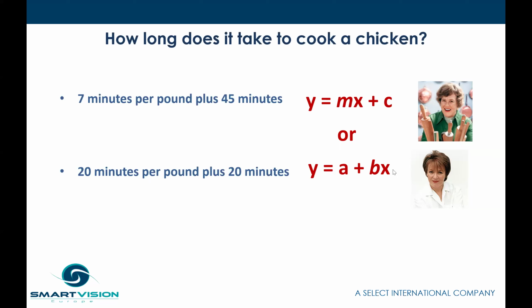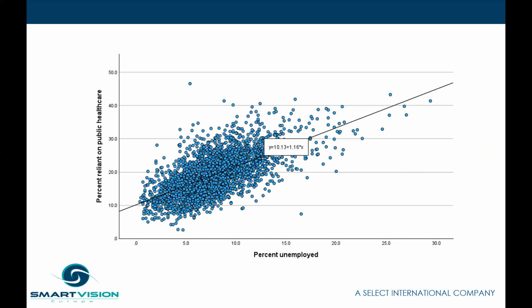It's the same equation, where the x is the observation. That's the pound, the weight of the chicken, where we're trying to predict the time, which is y, and the 7 minutes per pound, that would be 7 here, the coefficient of that, plus c, which would be plus 45. So that'd be y equals 7x plus 45 in that example. So when we run our linear regression, this is what we're going to see out the back of it.